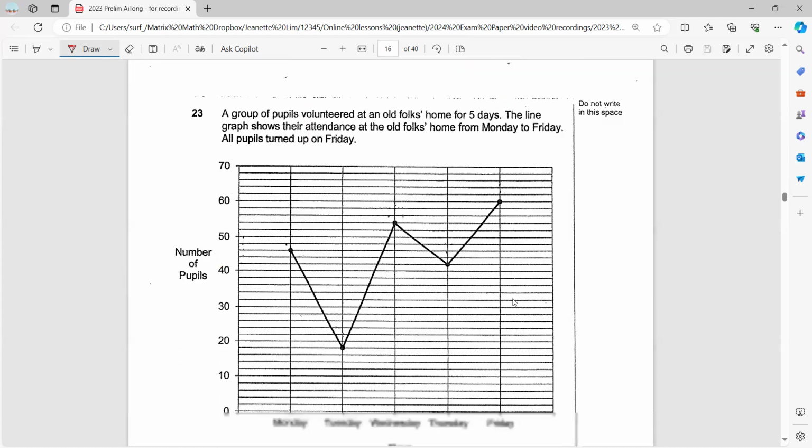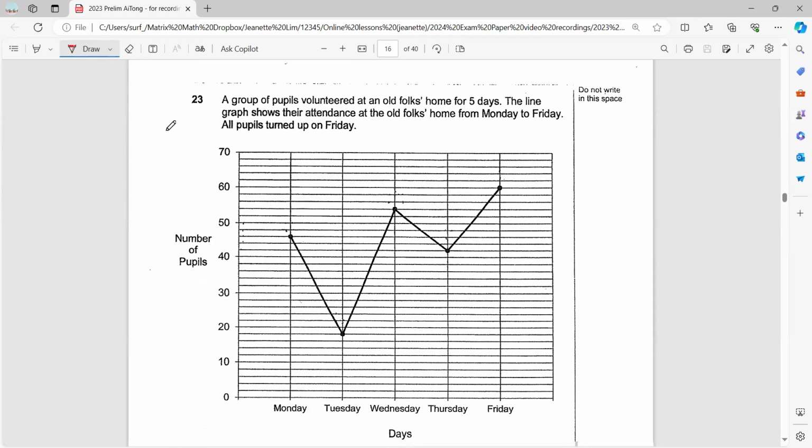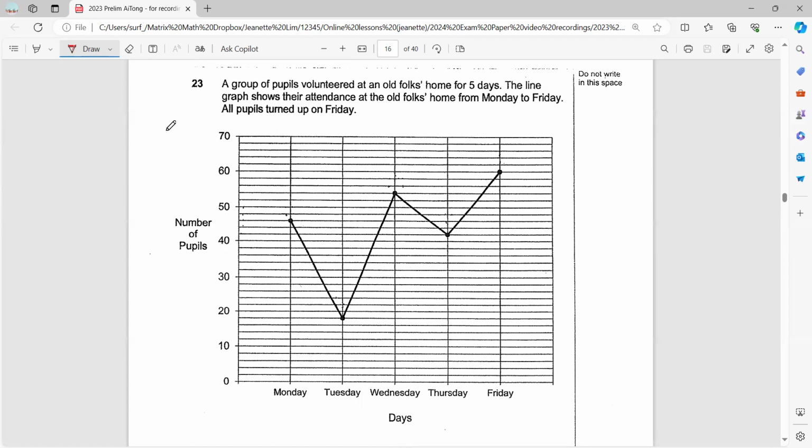Question 23. A group of pupils volunteered at an old folks home for 5 days. The line graph shows the attendance at the old folks home from Monday to Friday. All pupils turned up on Friday. Okay, let's write down the numbers on each day first before we continue.